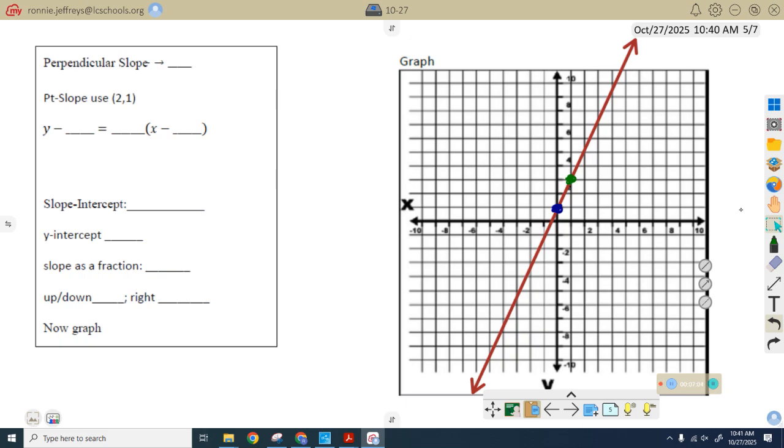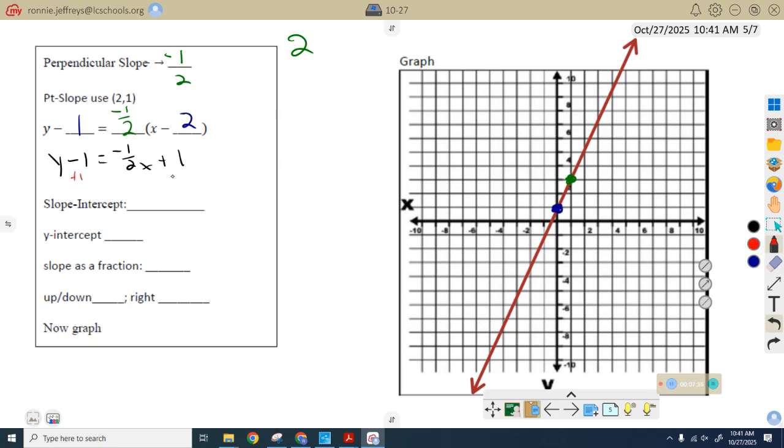So perpendicular slope, that's where we have to, well, if that was our original slope, we have to flip it and then multiply it by -1. 2 and 1. 1 minus 1 equals -1/2 x. Alright, so half of 2 is 1.